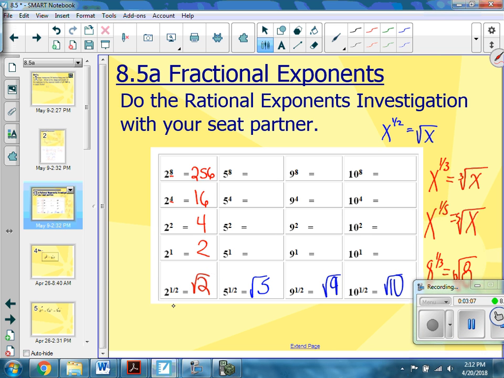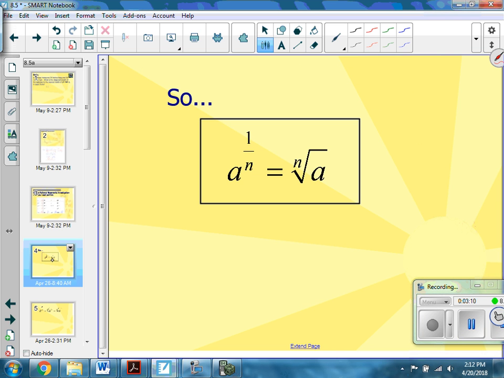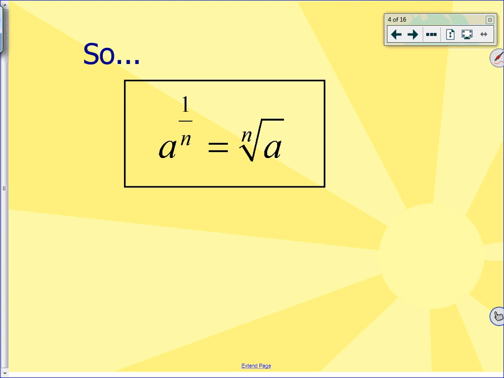So the conclusion that I wanted you guys to come up with is that a to the 1 over n power is the same as the nth root of a. So that is the generalization of what you guys discovered during your investigation. So this is where you want to add this to your notes.